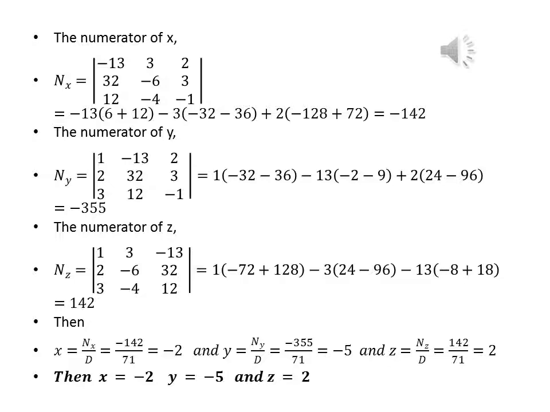It's the same for z. To get z, what's Nz? Nz, third column, change with the right hand side: negative 13, 32, 12. Get the value of Nz, which is equal to 142. To get the value of z, divide 142 over 71, which is equal to 2. So the value of x is negative 2, value of y negative 5, value of z 2. We can check these values in the equations, so they satisfy left hand side equal right hand side.